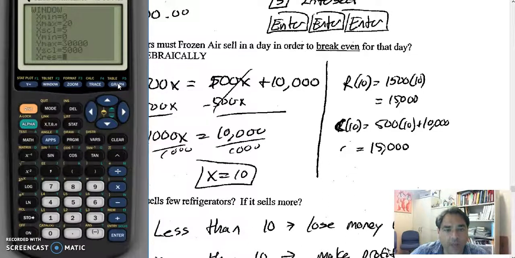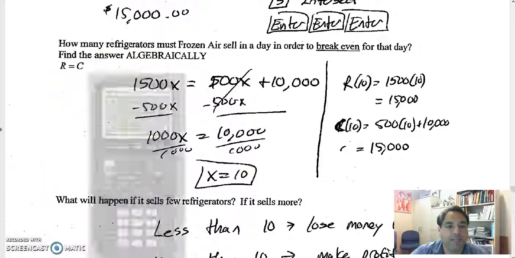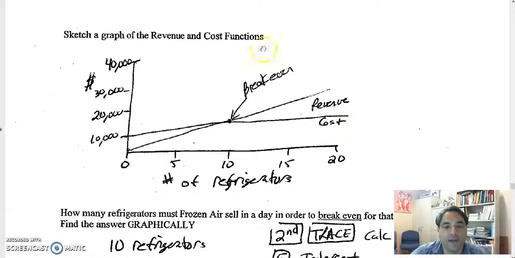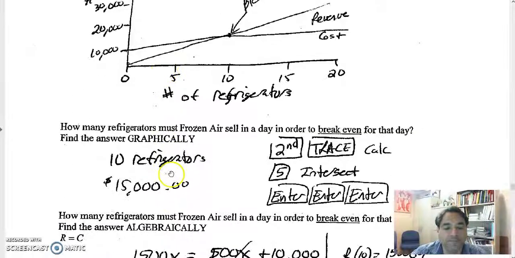But again, y1 is the revenue, y2 is the cost. We hit graph. There's the revenue. There's the cost. You will not see this unless you understand the problem and understand the window. We want to find where they intersect. So we're going to hit second trace, number 5 for intersect, then enter 3 times. And it tells you that 10 refrigerators for $15,000. Again, it's all graphed here, so I always recommend doing it by hand first.